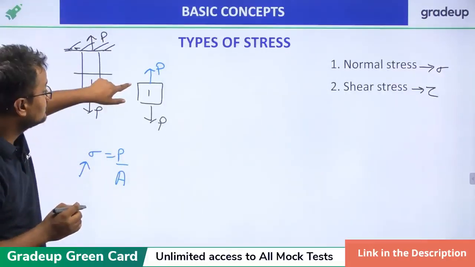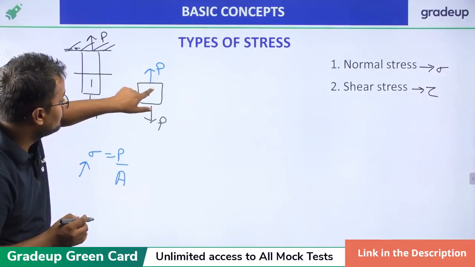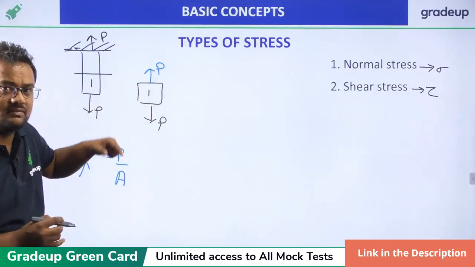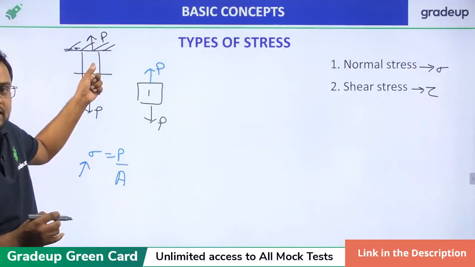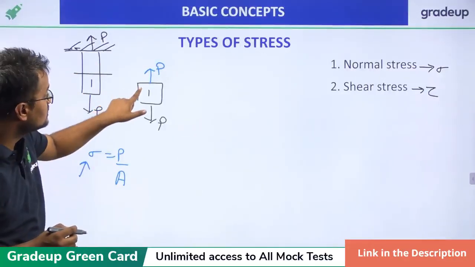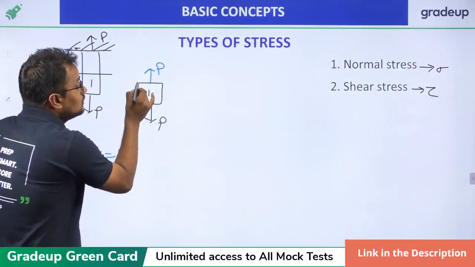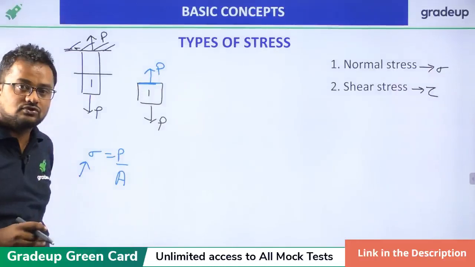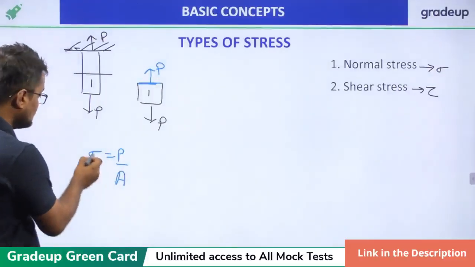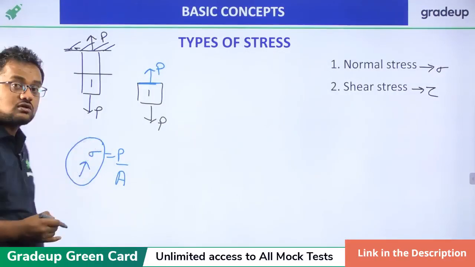Because that is acting perpendicular to this area. Similarly for the two bar portion, the above portion, we can see that this force is acting upward. This force is acting normal to this area. So therefore, this is called normal stress.